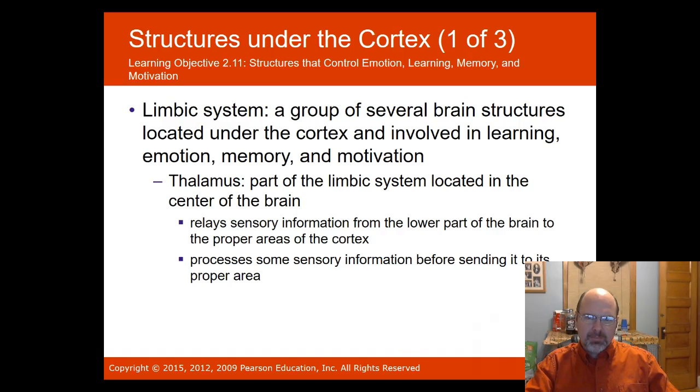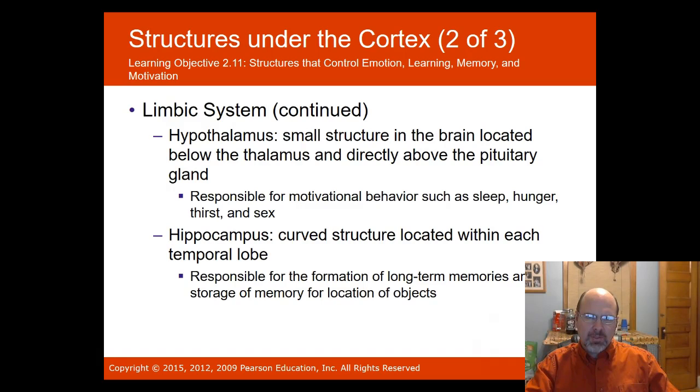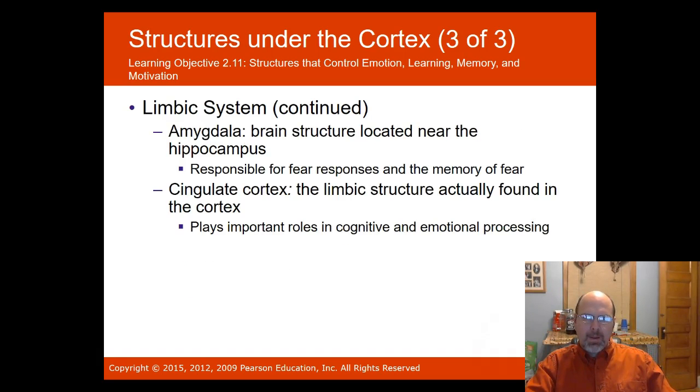The limbic system. I'm not going to read all this, but the hypothalamus is responsible for motivational behavior, such as sleep, hunger, thirst. So if you're hungry or thirsty, that's your hypothalamus kicking in. The hippocampus is responsible for long-term memory and storage of memory and location. So this is like our hard drive, our hippocampus. The limbic system involves the amygdala, responsible for fear responses and memory of fear. The cingulate cortex plays important roles in cognitive emotional processing, so our feelings.